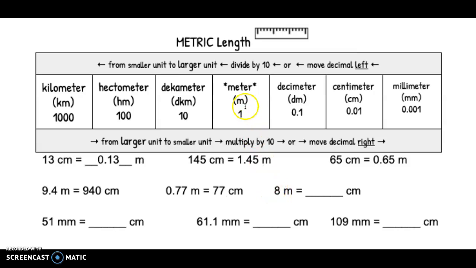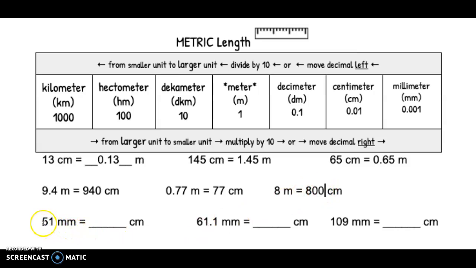Let's check 8 meters to centimeters. My decimal point, which is behind the 8, has to move 2 places to the right. So I have my 8, and I need 2 zeros as placeholders to move that decimal from behind the 8 to now 2 places to the right.